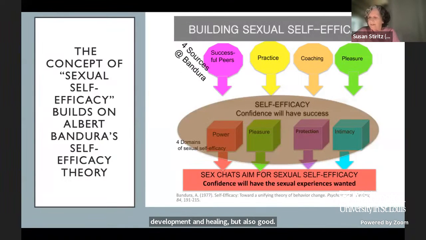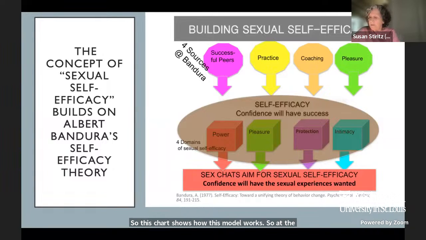Sex chatting is sexual self-efficacy training. It is built on the 4 sources of self-efficacy Bandura describes. So this chart shows how this model works. At the top, we have these 4 sources.